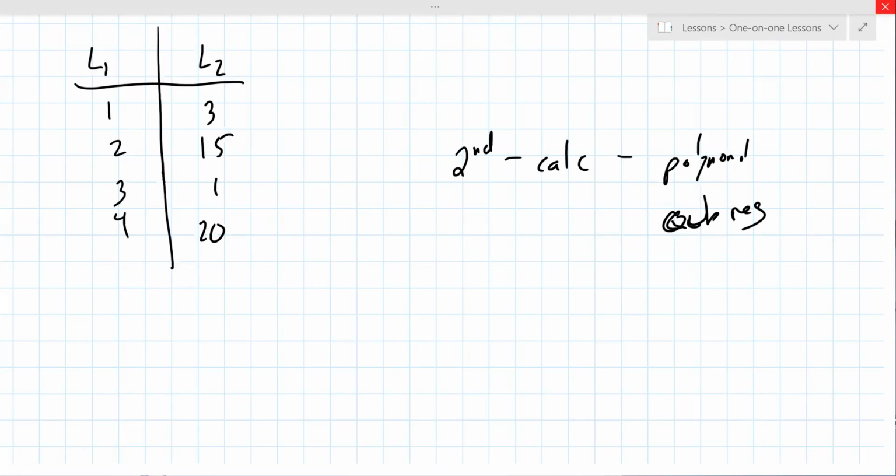How are you doing on that? I'm in the cubic reg, but I'm trying to get the data into L1, and I don't know where to go to edit the table. So it's like stat, maybe second stat. I don't know. Either stat or second stat, something like that. Oh yeah, you're right. Okay.